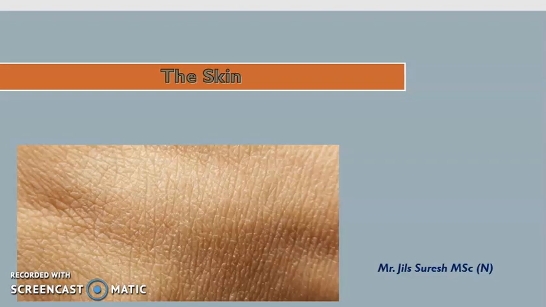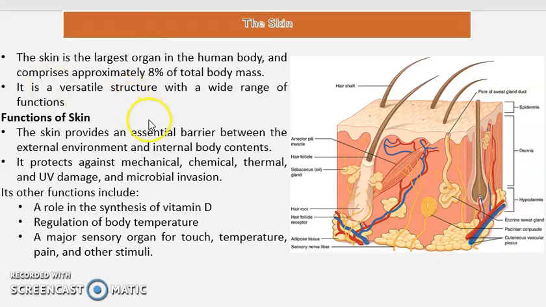The skin is the largest organ in the human body, and comprises approximately 8% of total body mass. It is a versatile structure with a wide range of functions. The skin provides an essential barrier between the external environment and internal body contents. It protects against mechanical, chemical, thermal, UV damage and microbial invasion.